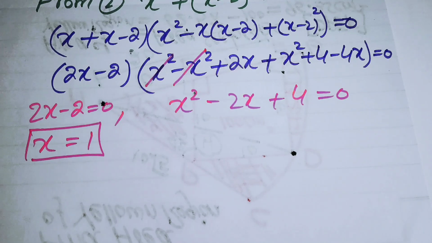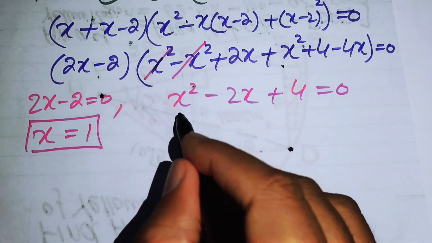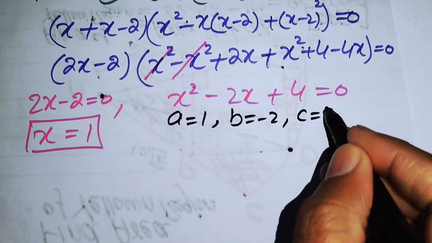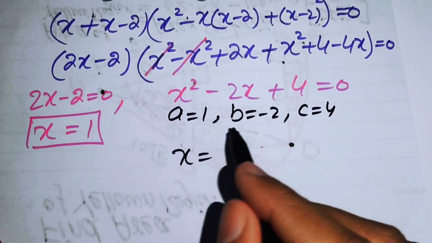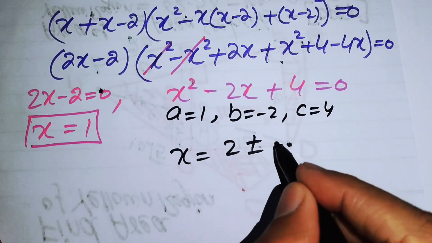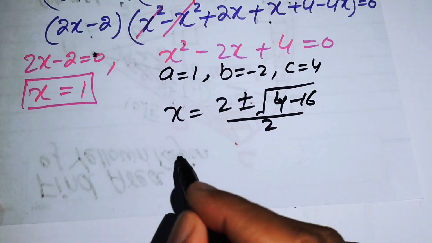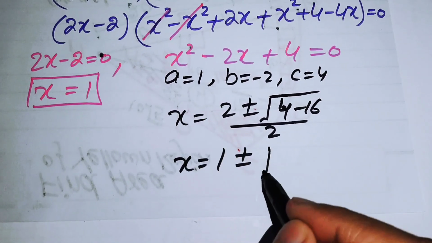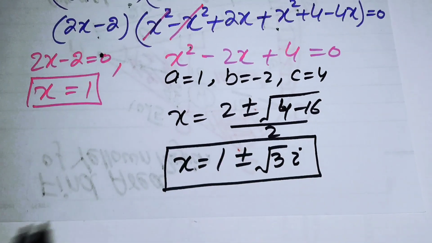Now in order to find the other roots, we can move towards this quadratic equation. Here you can use the quadratic formula, and we have a equals 1, b equals minus 2, and c equals 4. I can directly put the values of a, b and c, and you will get 2 plus or minus square root of 4 minus 16 over 2, and when you simplify, you will easily get the value x is 1 plus or minus square root of 3 iota. So these are the other roots of the given equation.